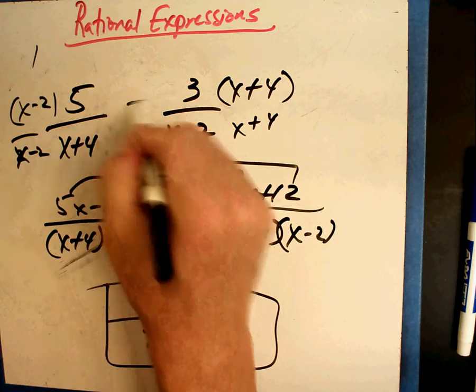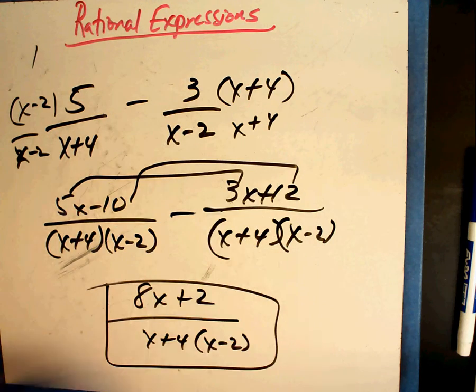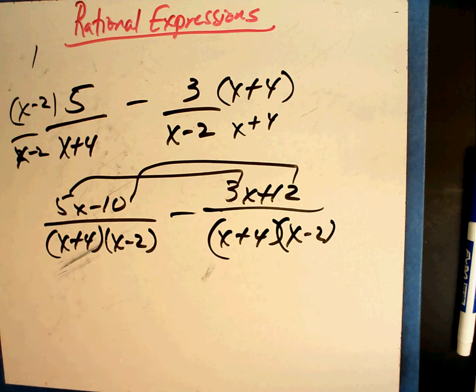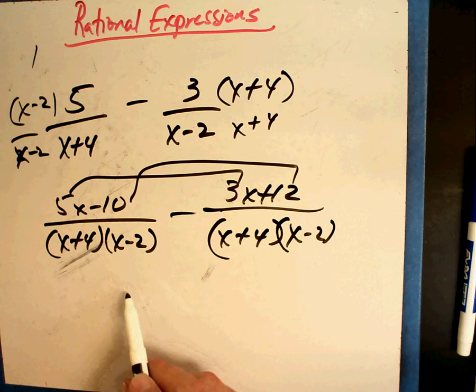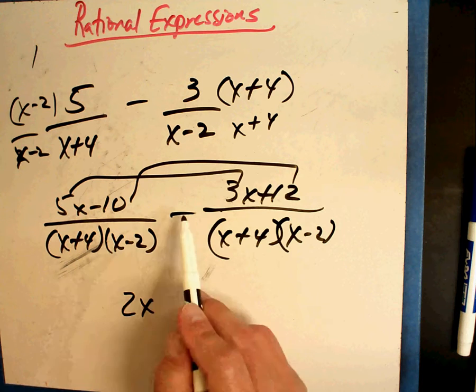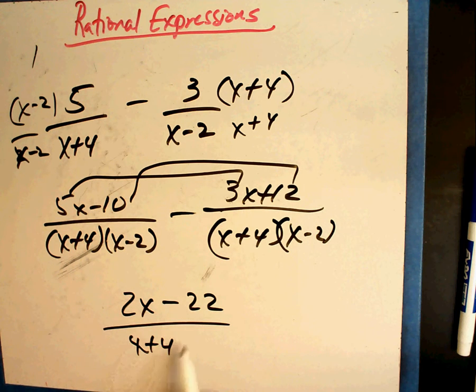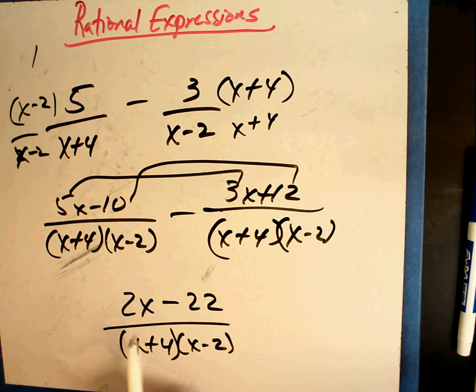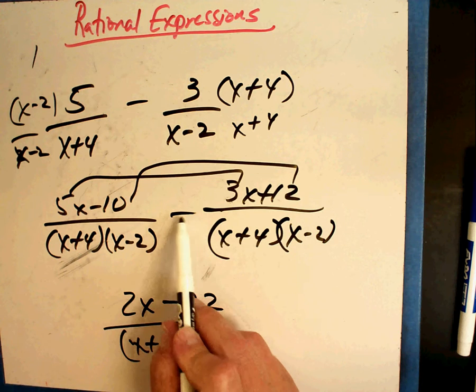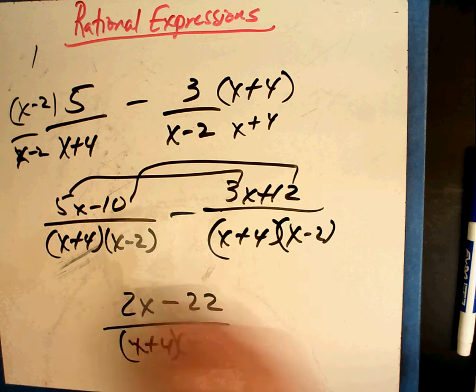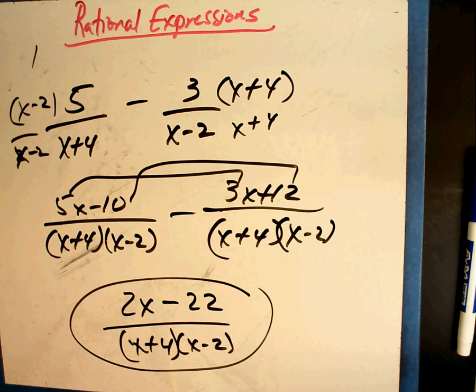If it were to have been a subtraction, then I would have done all the same thing, and in the very last step, 5x minus 3x is 2x, and minus 10 minus 12 is minus 22 over x plus 4, x minus 2. And so all the math's the same, except the very last step: if it was a subtraction, you would subtract and you would have your answer. That's how that works. Okay?